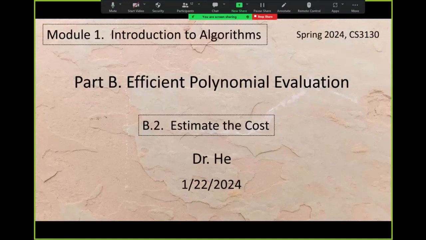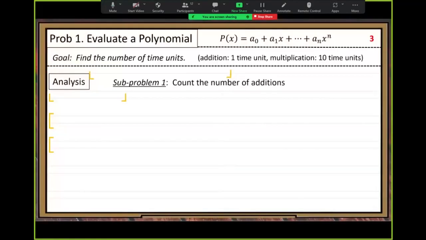When we use the brute force method, what is the total cost? Subproblem number 1, count the number of additions. When you look at this formula for the given polynomial, can you tell me how many additions we need? Just by the brute force method. Here, we do not change to other method. Just the brute force method. Can you tell me how many additions? Don't look at the multiplications, only additions. Can you guess a number? Just make a guess.